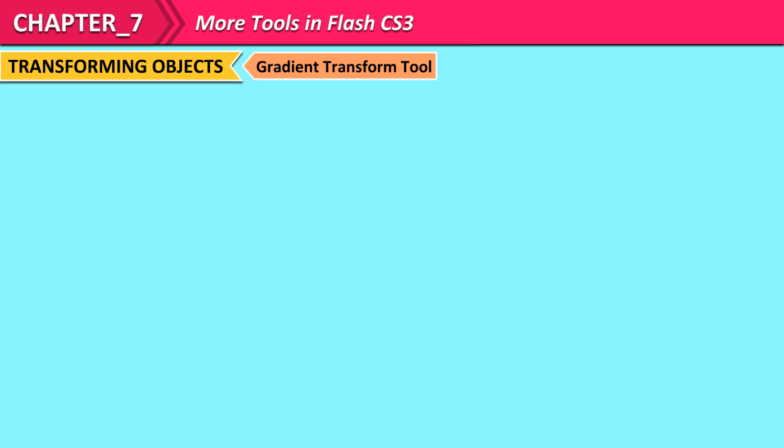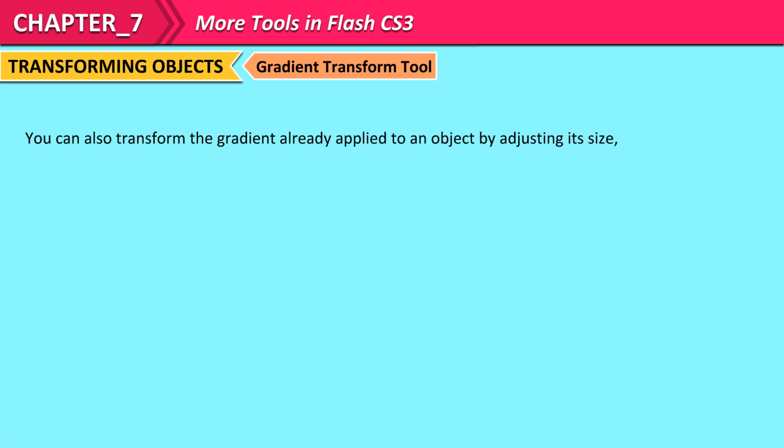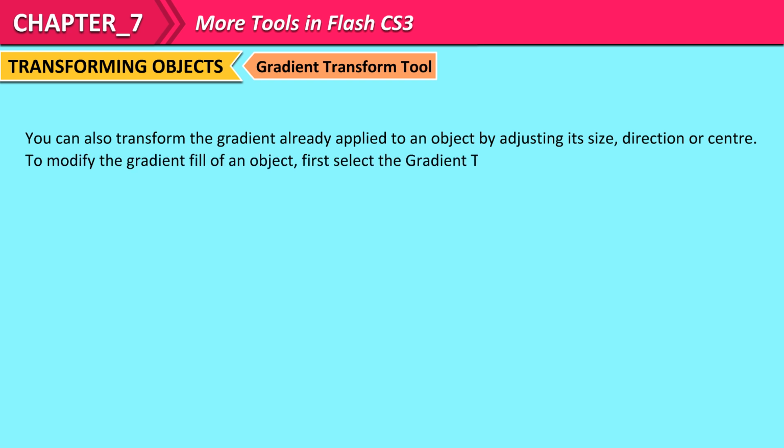Gradient Transform tool. You can also transform the gradient already applied to an object by adjusting its size, direction, or center. To modify the gradient fill of an object, first select the Gradient Transform tool, then click on the object that is filled with the gradient.